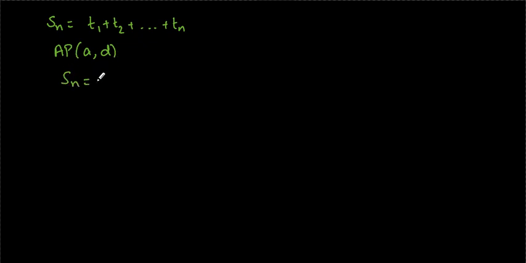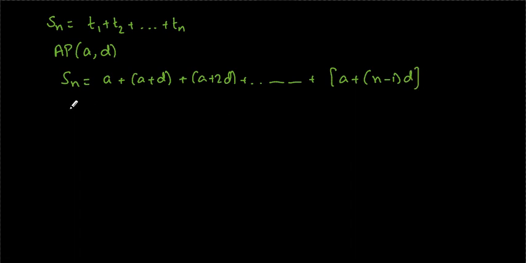So Sn we can write as first term A plus second term A plus D plus third term A plus 2D and so on. And the nth term would be A plus n minus 1 into D.